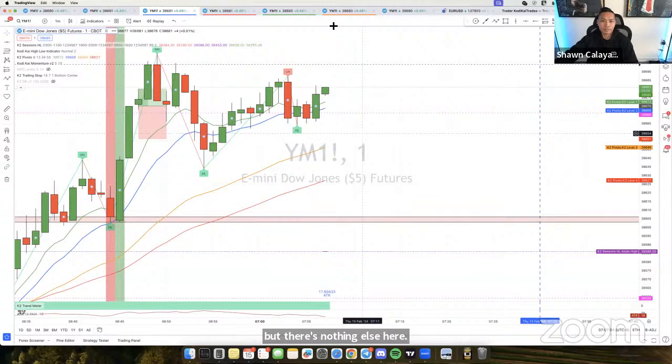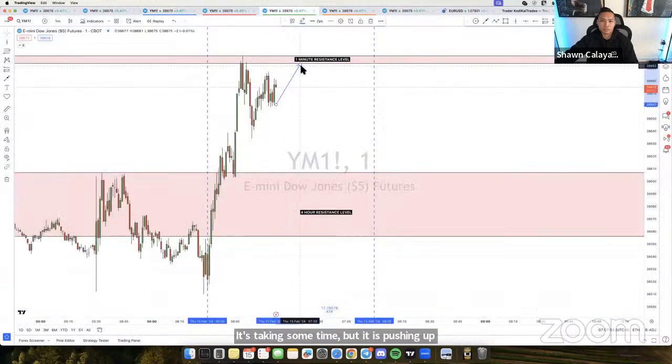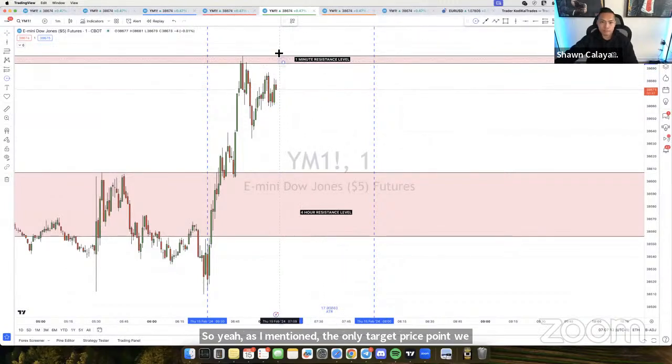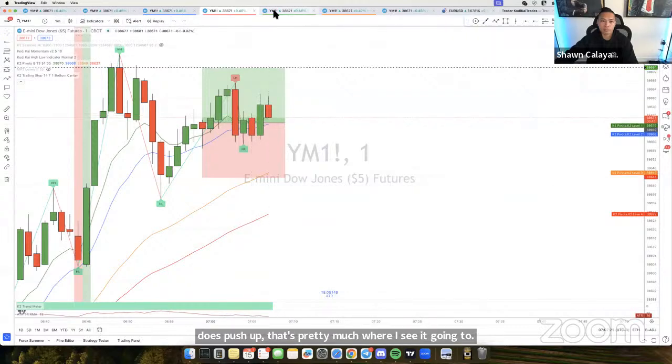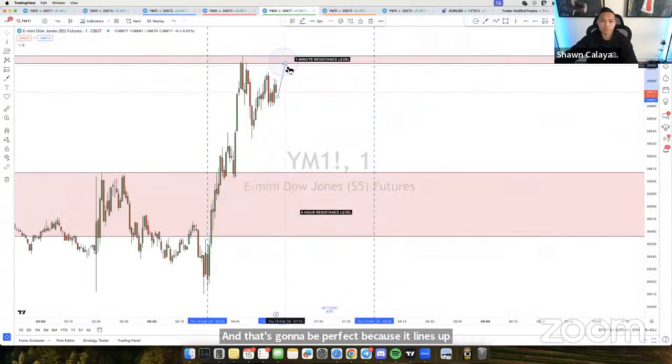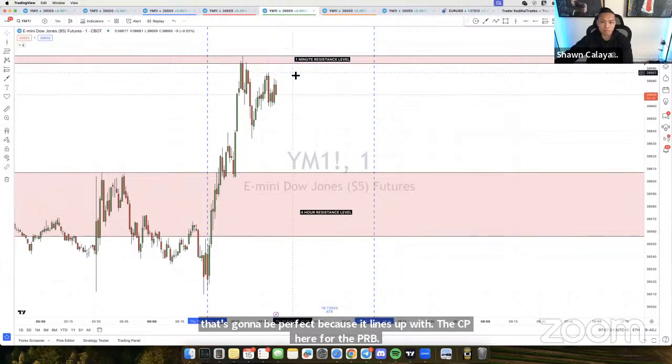It's taking some time, but it is pushing up. So again, as I mentioned, the only target price point we have here is the 1 minute resistance level. That's if price does push up, that's pretty much where I see it going to. And that's going to be perfect because it lines up with the TP here for the PRB. Otherwise, probably just a sideways movement for a while.